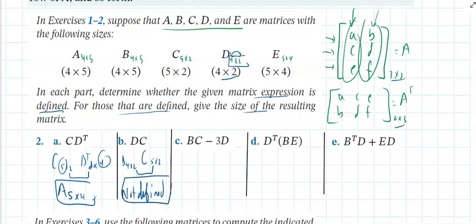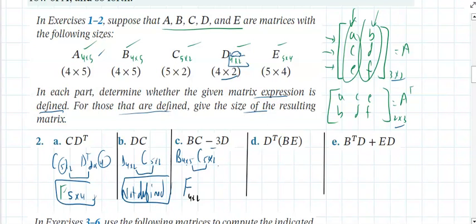BC, well, let's see what BC is. B is 4 by 5. C is 5 by 2. The outcome, call that matrix F. I shouldn't have called it A because there's an A there. I'm going to call this F, because they have reserved A, B, C, D, and E. All right. So here, the inners match. Matrix F, which is the result, will be a 4 by 2.